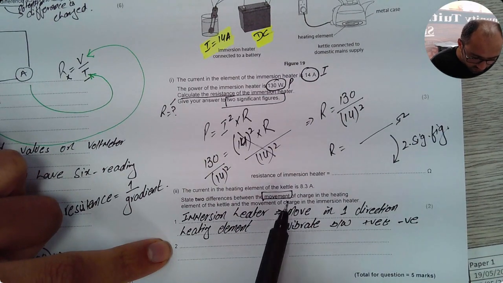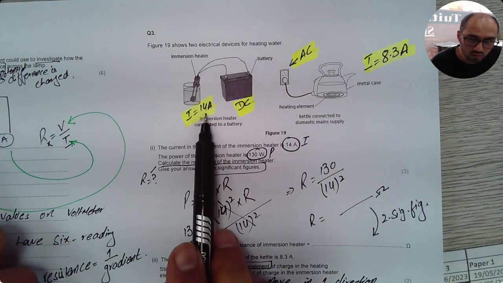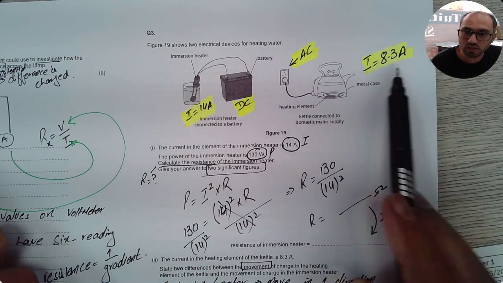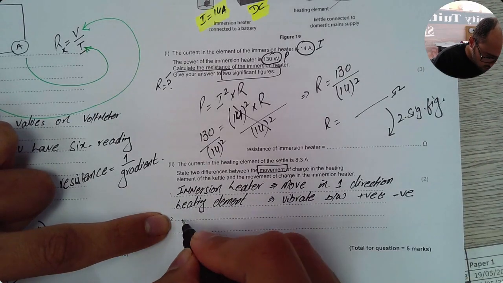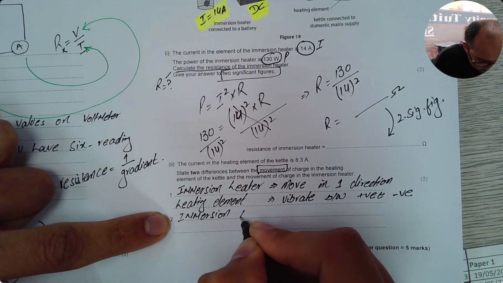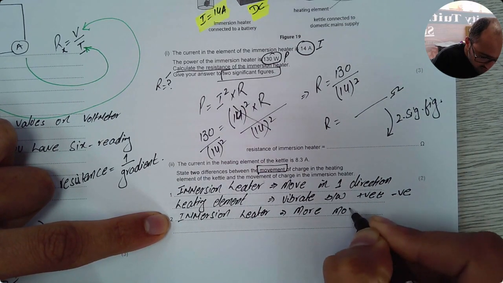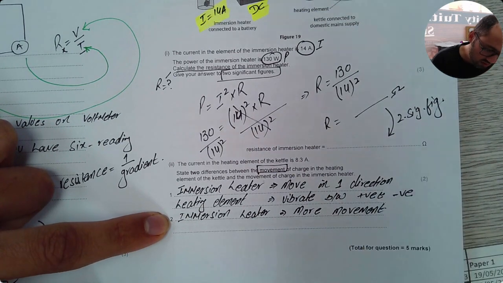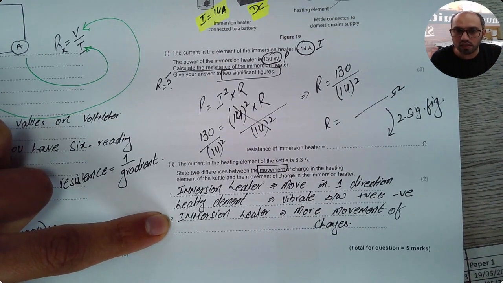Next difference, we have to talk about the movement again. Here you have a bigger current, here you have a smaller current. So I can say here the movement is going to be quicker, here the movement is going to be slower. So we can say here number 1, we can again write down immersion heater has more movement of charges. That's because it has bigger current.